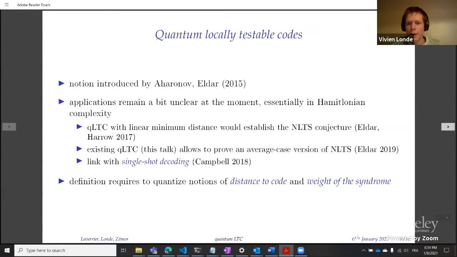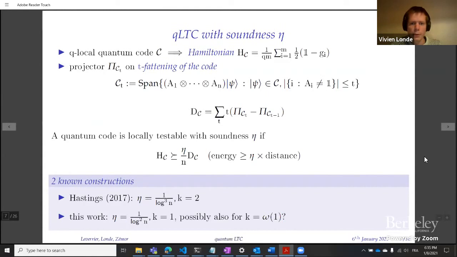So to define formally what a quantum locally testable code is, I first need to have a notion of distance to code and weight of the syndrome. So let me first formalize the notion of distance to code. It's possible to define states that are a distance at most t from the code space, and by taking a weighted sum of states that are a distance at most t but not at most t minus 1, you get the distance operator. And this gives the formal definition of a quantum locally testable code when the Hamiltonian operator associated with this code is greater than this distance operator renormalized.